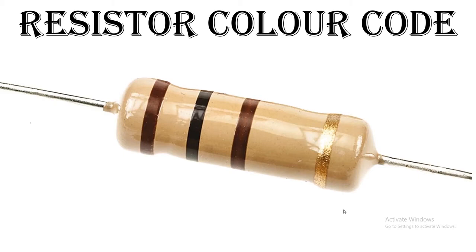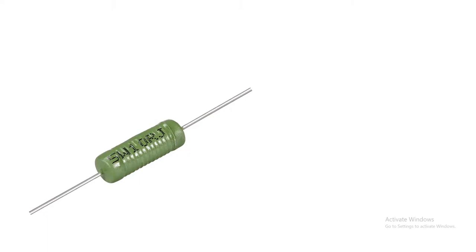There are different ways to find the value of a resistor. The first way is the color code of the resistor. With the help of the color codes, we are able to find the value of the resistor. There are different color codes which indicate different values. And in some cases, the value of the resistor is written on it. That resistor is called a wire wound resistor.